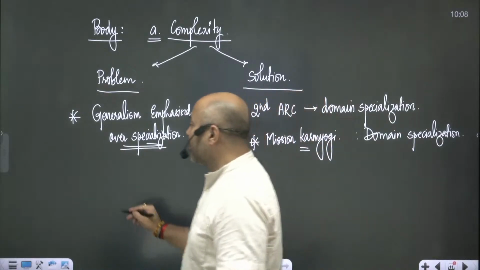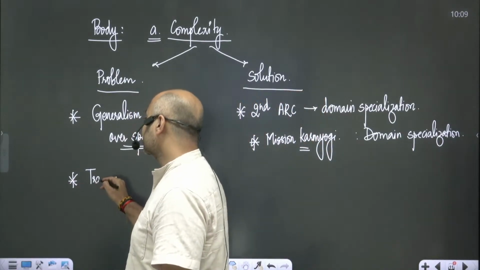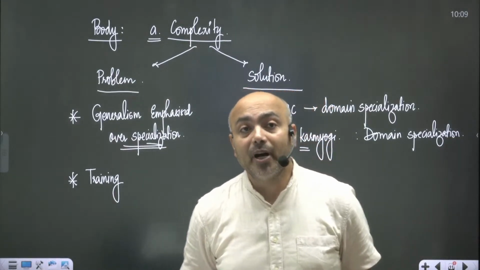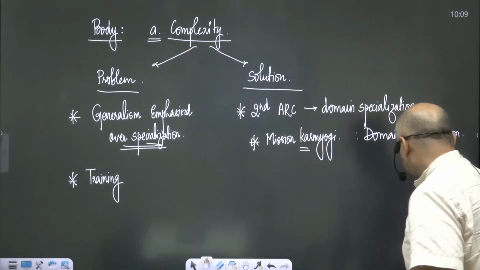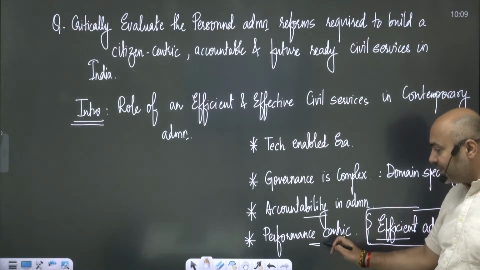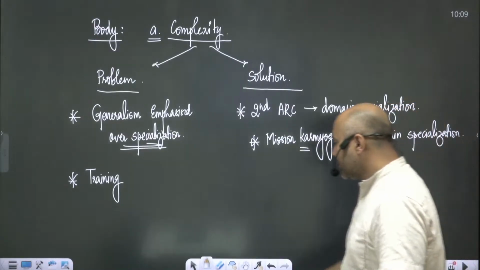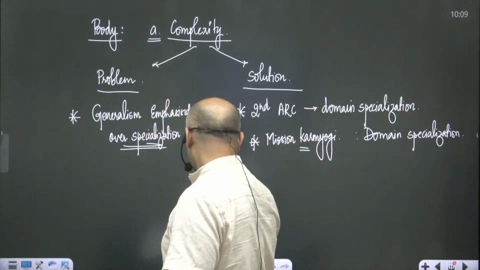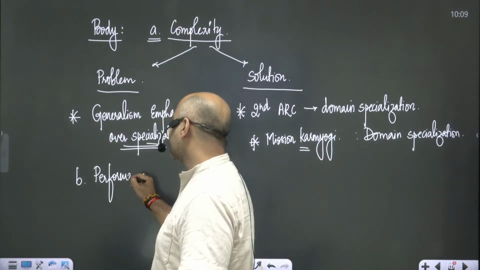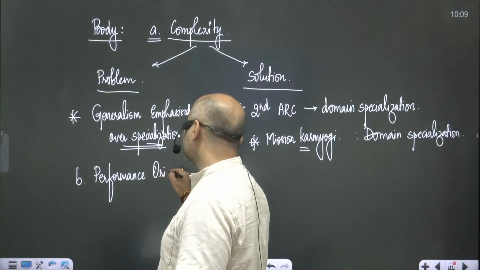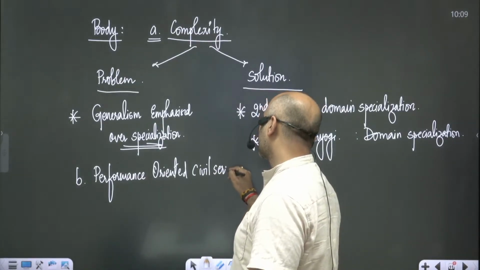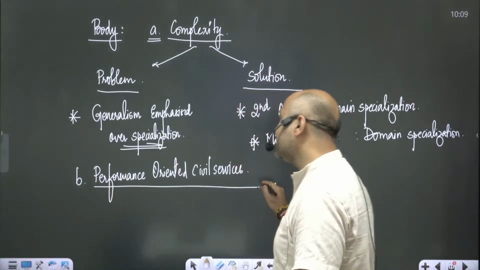Then you can write about training. You can emphasize on the training part. Or if you are not writing training here, it would work. You can emphasize on training in that part, which is performance centric. So rather than writing it here, we can write in the second point, which is performance oriented bureaucracy, or performance oriented civil services. Performance oriented civil services is what is required.